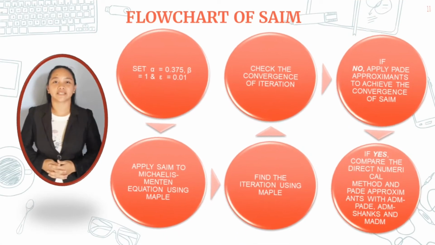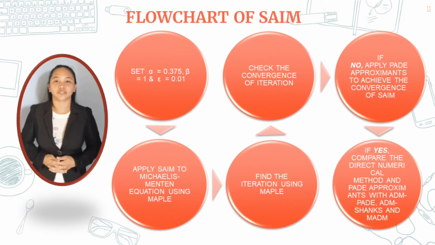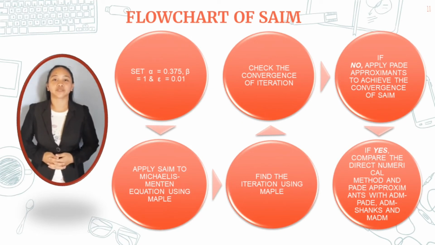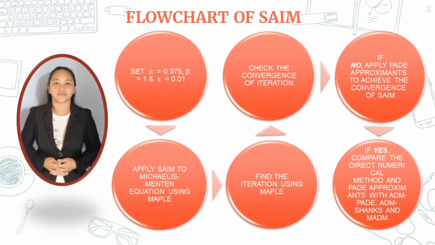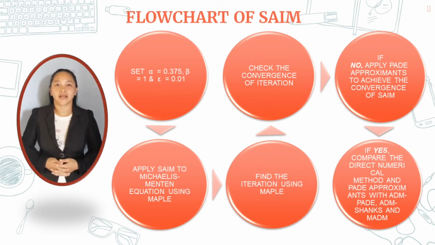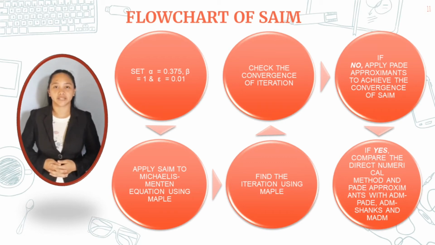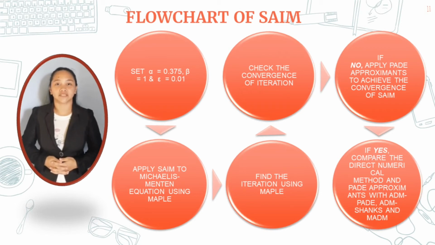The process of the research starts by setting the value of alpha equals 0.375, beta equals 1, and epsilon equals 0.01. And then apply the SAIM to the Michaelis Menten equation using Maple. Then we find the iteration using Maple and we check the convergence of the iteration. If the iteration cannot be converged, we apply Padé approximation to achieve the convergence of SAIM.